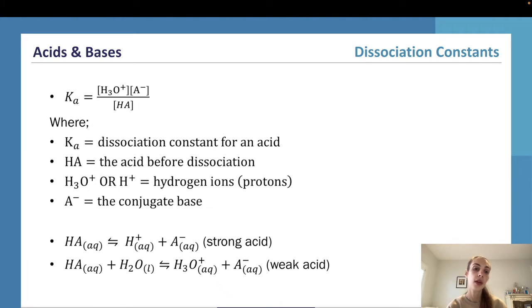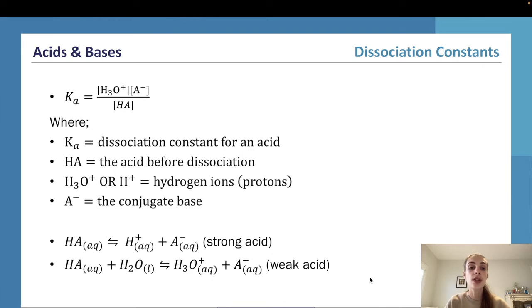And so this is going to be where Ka is the dissociation constant for the given acid. HA will be the acid before dissociation. H3O+ or H+, depending on whether it's a weak acid or a weak base, will be the hydrogen ions or protons. And A- will be the conjugate base.